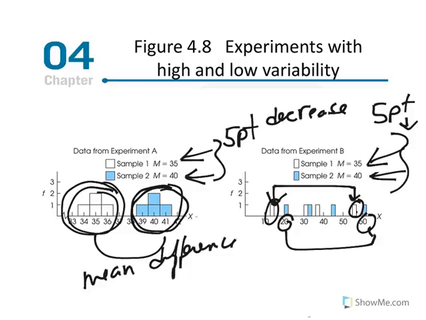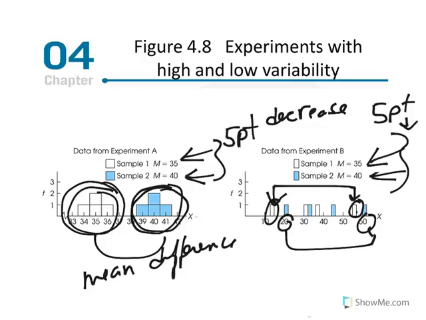So the researcher hopes for large mean difference and low variability. Those two things combined will produce the most effective research conclusions. Where there's high variability, the conclusions are convoluted by the variation, the differences that already exist. So it's hard to pinpoint why we see a difference of 5 points.